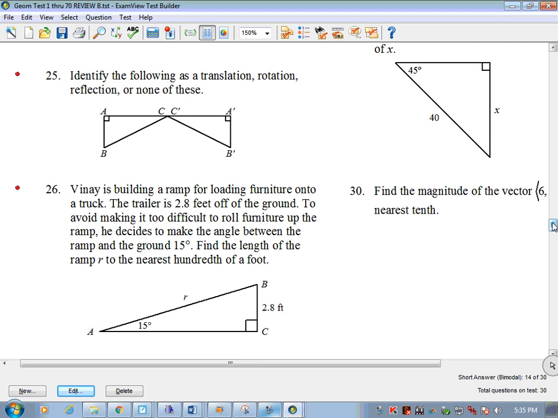25. Identify the following as a translation, rotation, reflection, or none of these. All right, it is a reflection.